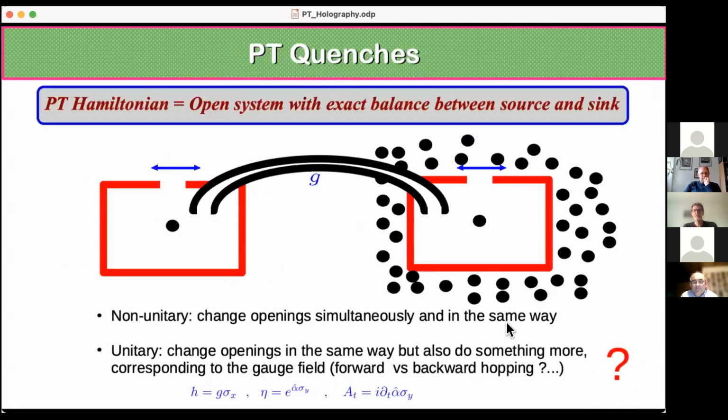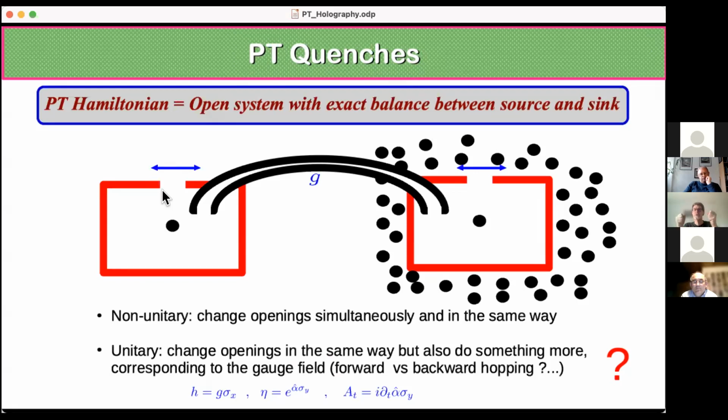And in holography, I can do this perfectly as well. So what's the interpretation of this? My interpretation, I go back to this very simple model with two boxes. What you do, in this time-dependent context, is change the opening of the box. You make it bigger or smaller.